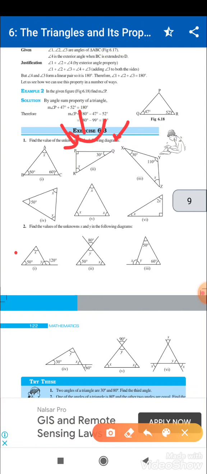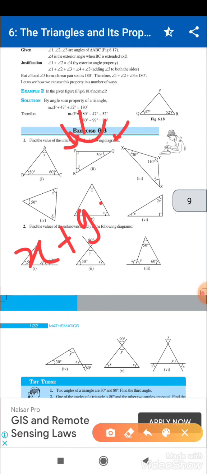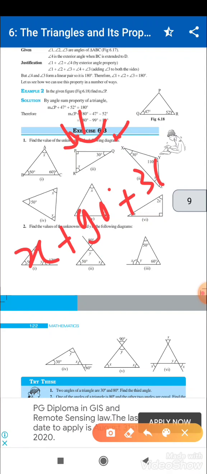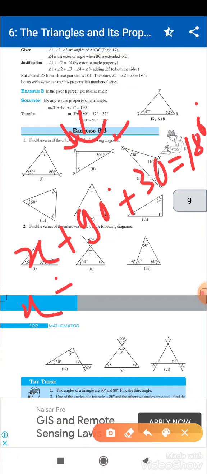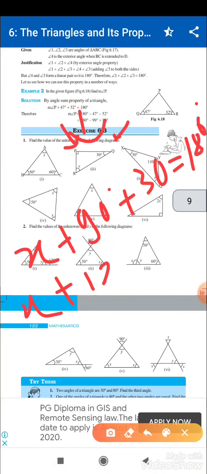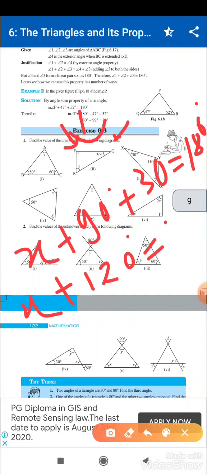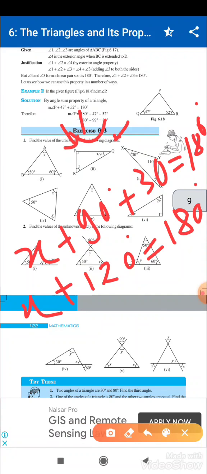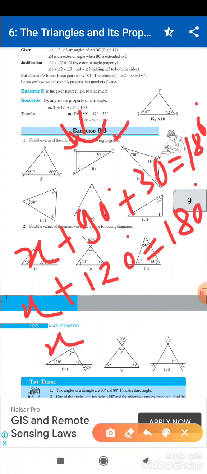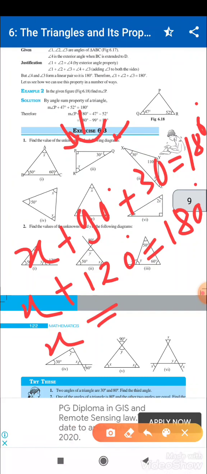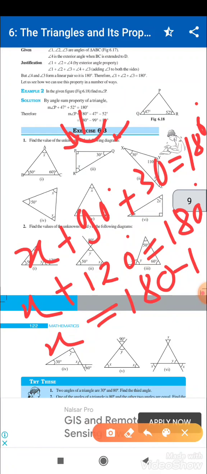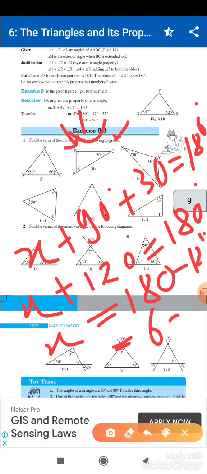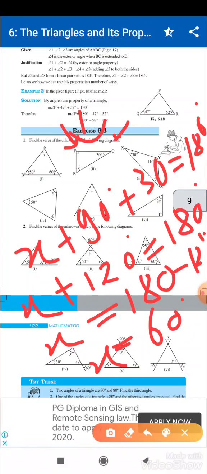So according to this property, sum of the interior angle of a triangle is 180 degree. First of all we are going to add 90 and 30 degree in the left side, and we have 120 degree in the left side, and in the right side we have 180 degree. Now remove 120 degree from the left side. For this we shift this in the right side, and we have 60 degree. It is the value of the unknown x.